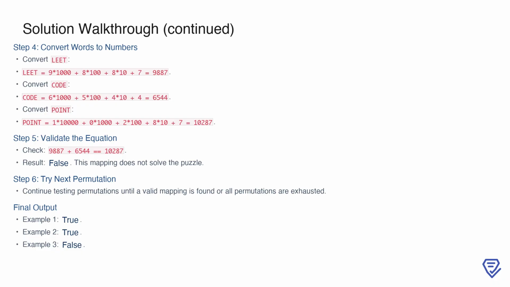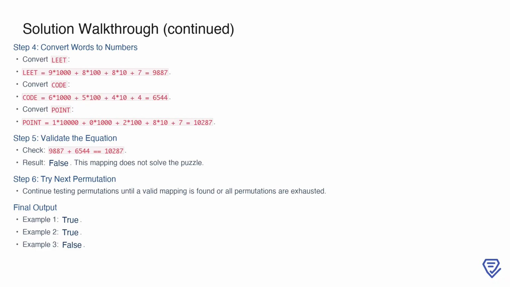Using the mapping L equals 9, E equals 8, T equals 7, C equals 6, O equals 5, D equals 4, P equals 1, I equals 0, and N equals 2, we convert the words into numbers. LEET becomes 9,887, calculated as 9 times 1000, plus 8 times 100, plus 8 times 10, plus 7. CODE becomes 6544, derived from 6 times 1000, plus 5 times 100, plus 4 times 10, plus 4. Finally, POINT is 10,287, calculated as 1 times 10,000, plus 0 times 1000, plus 2 times 100, plus 8 times 10, plus 7.